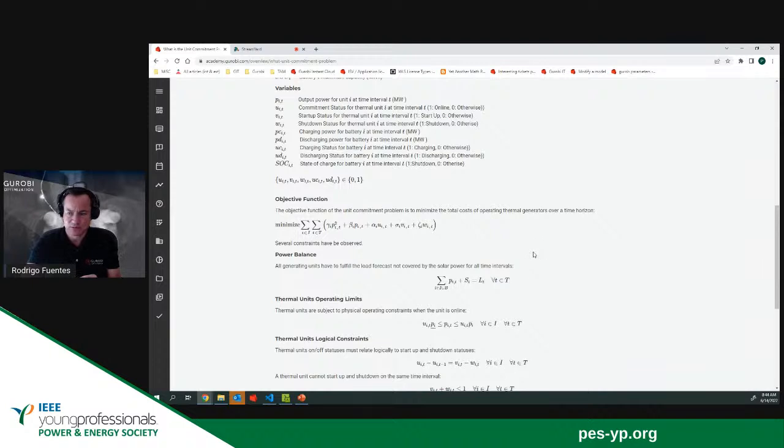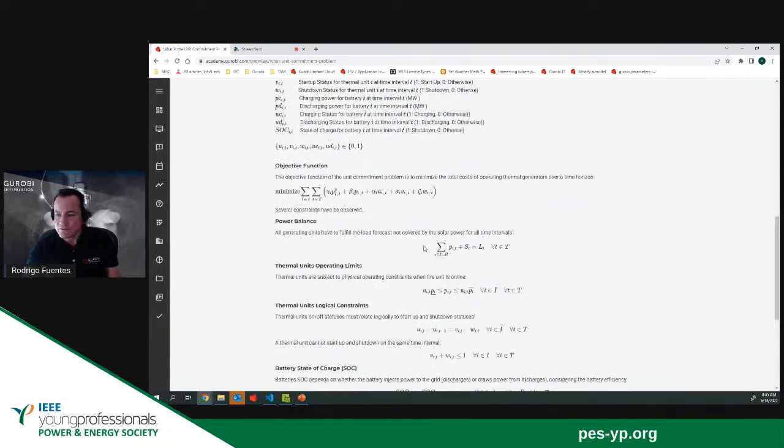With the variables that we have defined, we define an objective function, and that is we want to minimize the cost of operating our units in a way that we fulfill a load forecast. So here we have a double summation over all the thermal units and all the time intervals. We are not including the batteries because we're assuming for the sake of this presentation that the batteries are free to operate. So here we have the quadratic cost of the thermal units plus the startup and shutdown costs, which are those costs times the binary variables for each of those operations.